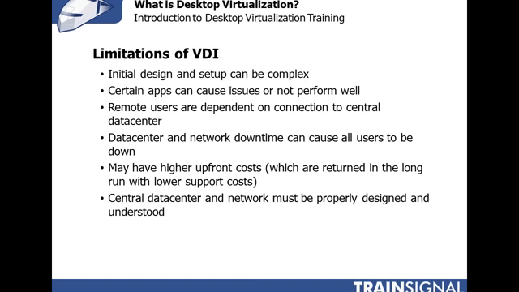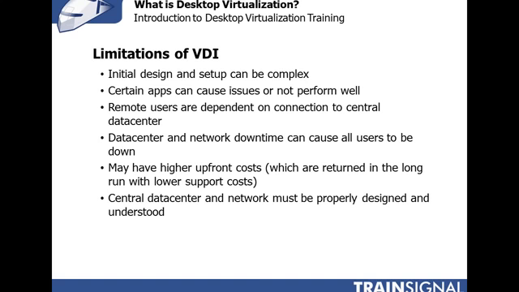Another limitation of VDI is that remote users are now suddenly dependent on a connection to a central data center. So let's say that you have 2,000 remote offices, all connected by a wide area network to a central data center. If that's where all the virtual desktops are running, and if your WAN link goes down to the 2,000 remote offices, suddenly they have no desktops at all. So keep this in mind when you're designing. You know, think about these what-if scenarios.